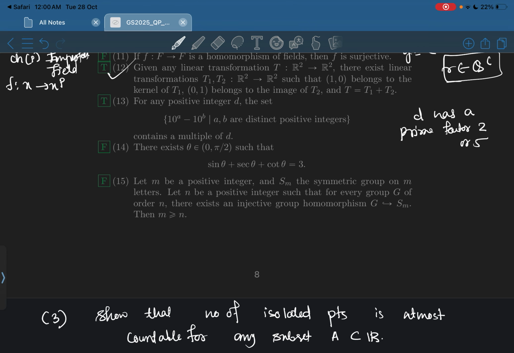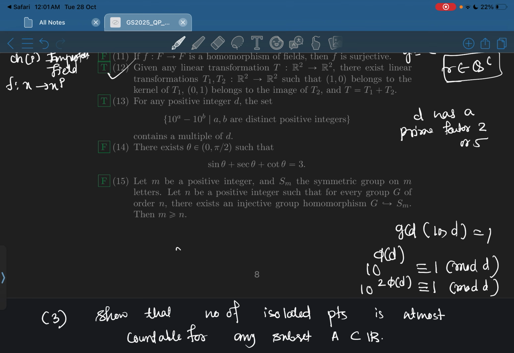But if d has no prime factor 2 or 5, then what? Then GCD of 10 and d equals 1, right? So 10 to the power phi of d is congruent to 1 mod d, right? And 10 to the power 2 phi of d is also congruent to 1 mod d.